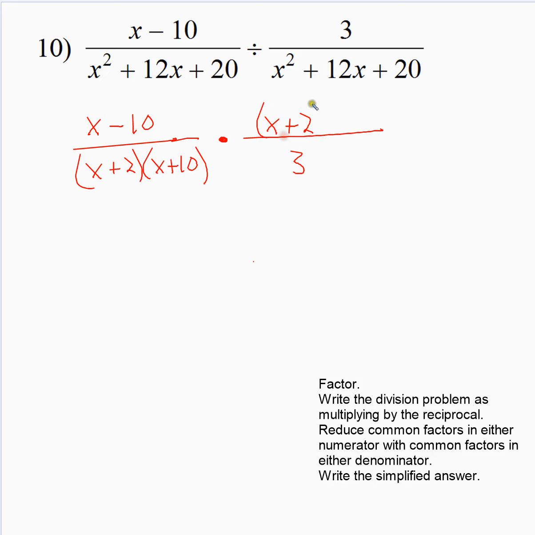Now this one, you might have noticed something, that the denominators are the same. So this is one of the cases where you wouldn't really have to factor, but it's always safer, or usually safer, unless you really understand it and understand that that didn't really need to be factored. We have some simplifying that goes on here. We're left with an x minus 10 in the numerator and a 3 in the denominator.